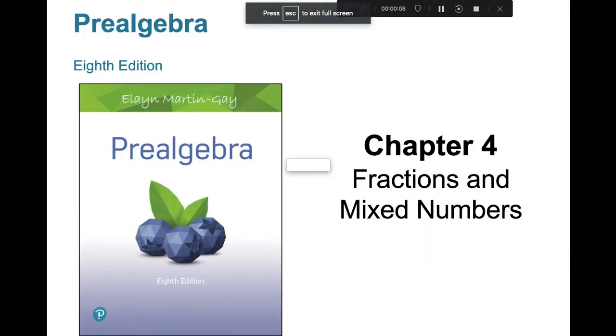Okay, here we go. We are going to multiply and divide fractions today. Multiplying and dividing fractions is fairly straightforward. Or straight across. Ha ha.